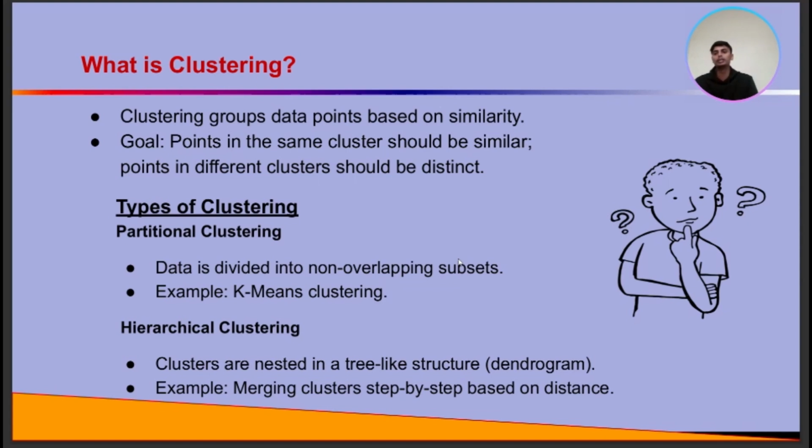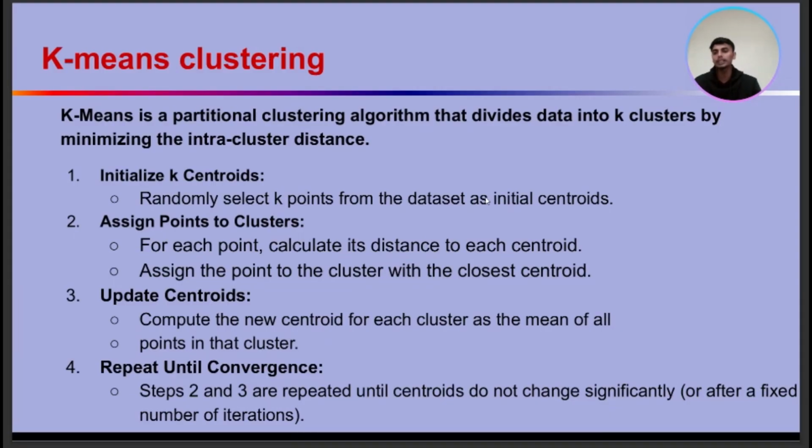So clustering means we define clusters based on the similarity of the points. Our main goal is that points in the same cluster should be similar, and points in different clusters should be distinct. There are basically two types of clustering: partition clustering and hierarchical clustering. I will explain k-means clustering from partition clustering, and the dendrogram from hierarchical clustering. So what is k-means clustering?